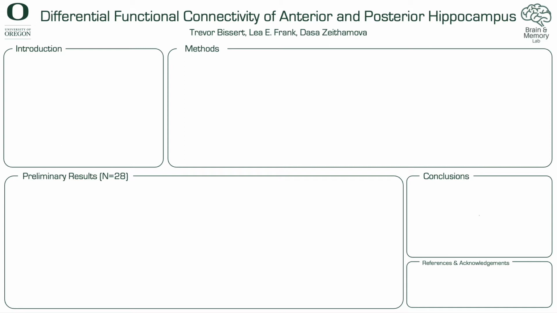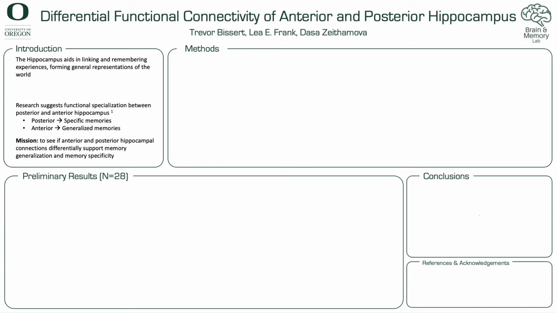So the hippocampus aids in linking and remembering experiences by forming general representations of the world around us, and previous research suggests that there is a functional specialization between the posterior and anterior hippocampus, such that the posterior hippocampus is functionally specialized with specific memories, and the anterior hippocampus is functionally specialized in general memories.